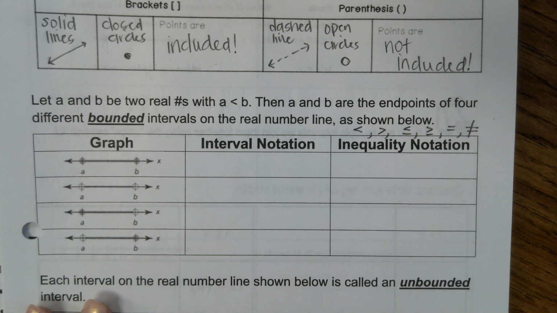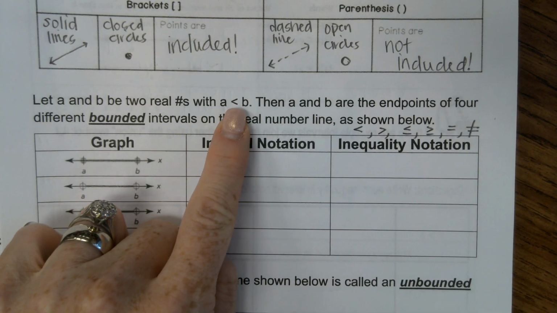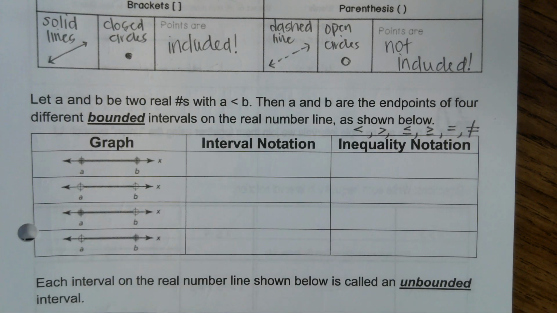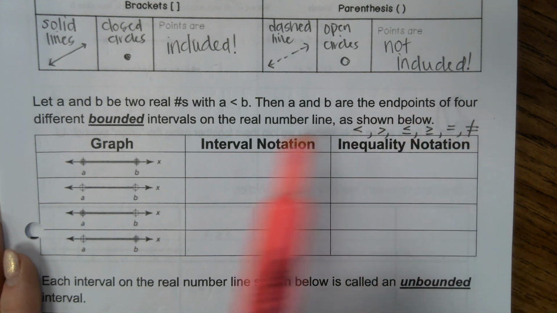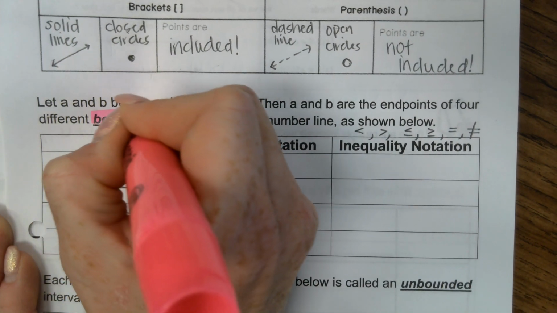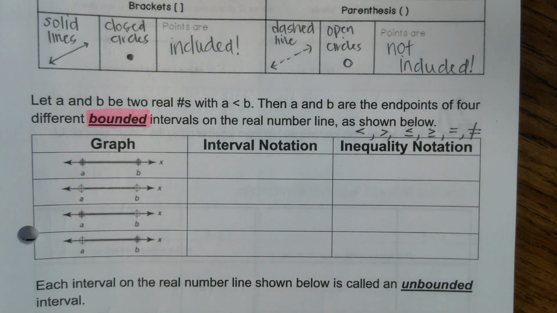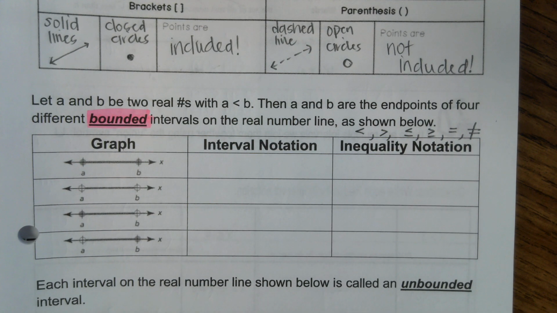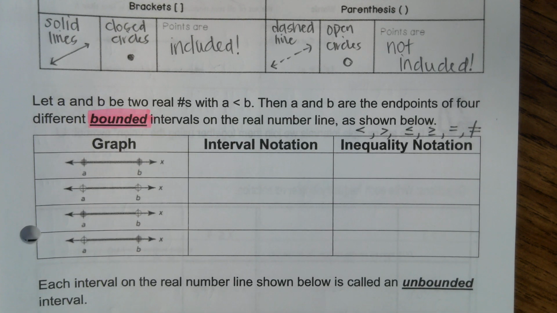Okay? Now, it says let A and B be two real numbers where A is less than B. That just means on the number line, from left to right, your A value is going to come first and then your B value comes somewhere later. Okay? Then A and B are endpoints of four different bounded intervals. Bounded just means like it's tied up to a certain start-stop place. Okay? There, it has an end. Okay, on the real number line as shown below.